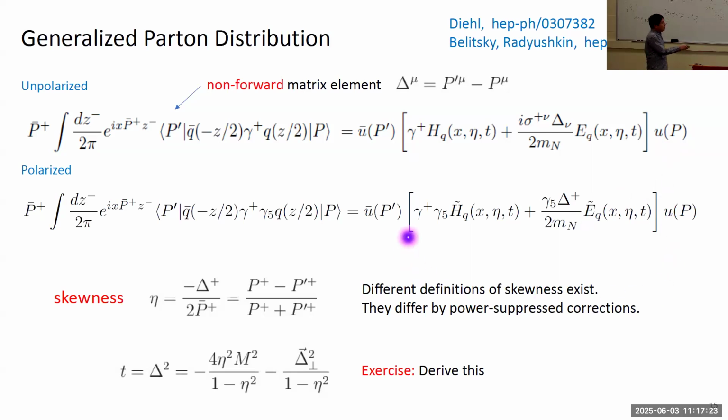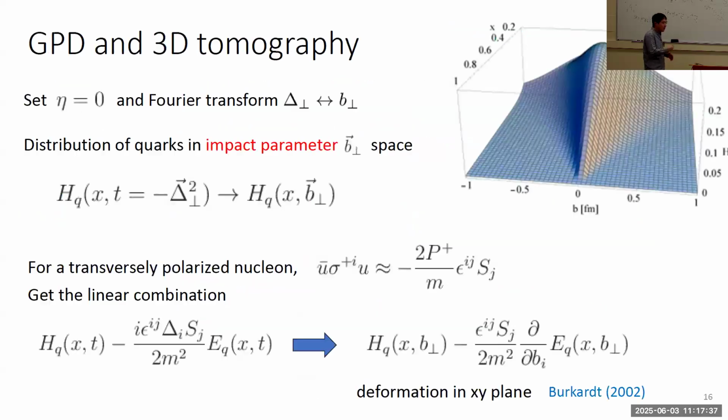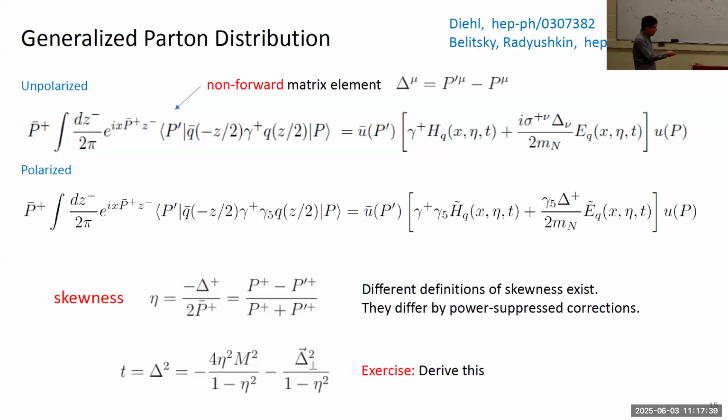Also, this GPD depends on extra variables. One is called the skewness, eta, which is defined like this. This is the momentum transfer in the plus direction divided by the full momentum P plus of the initial state. If you look at the literature, different definitions of skewness exist, so you should be careful about which one is used. All these different definitions differ by power suppressed corrections.